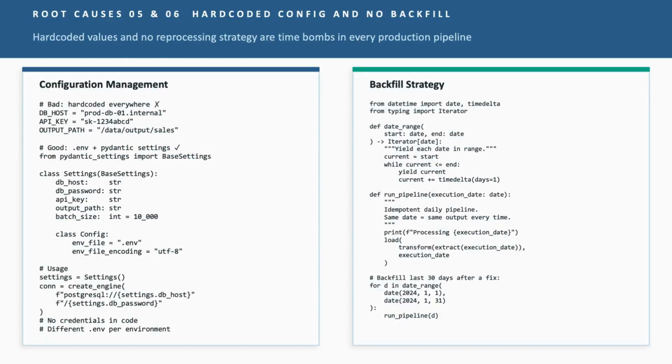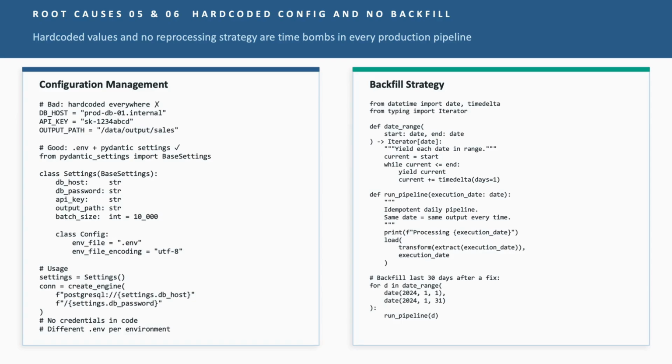Then for the two remaining root causes, the config and the backfill. Root cause 5 is hard-coded configuration. So look at the left panel. You have seen this everywhere: the DB host hard-coded in a Python file, an API key as a string literal, the output path baked into the script. Three failure modes. One, you accidentally commit credentials to version control. Two, you cannot deploy to a different environment without editing the code. Three, config changes require a code deployment, not just a config update.